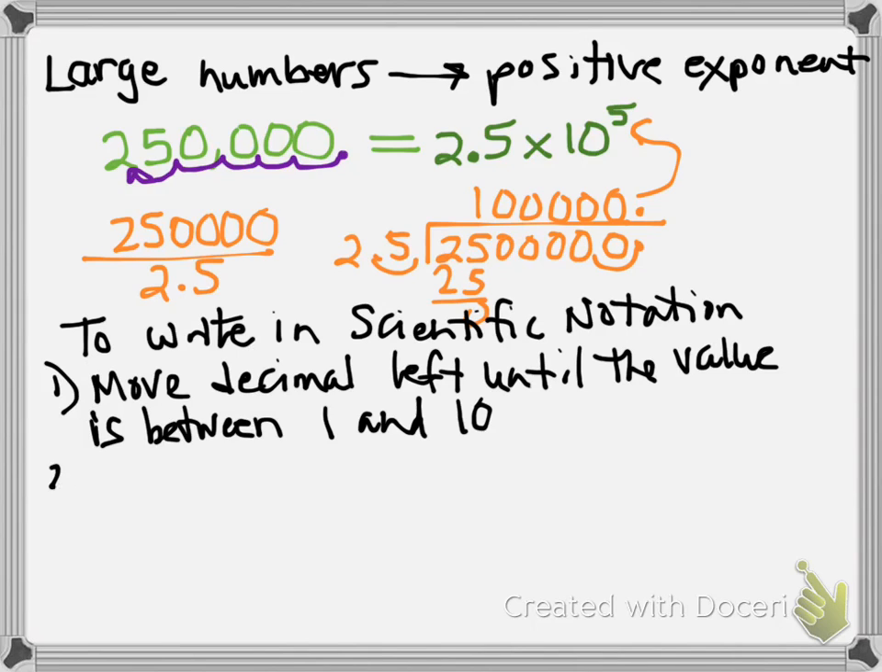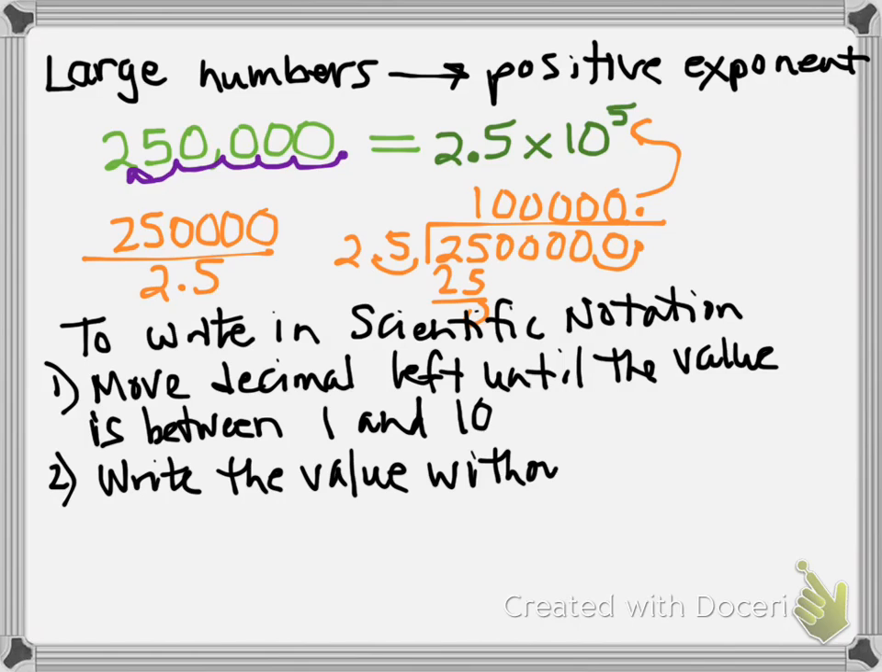Okay, now when you write the number, you're going to write the value without the zeros. Remember, Jacob didn't say it's 2.50000. He just said it's 2.5. Okay, so write the value without the zeros.